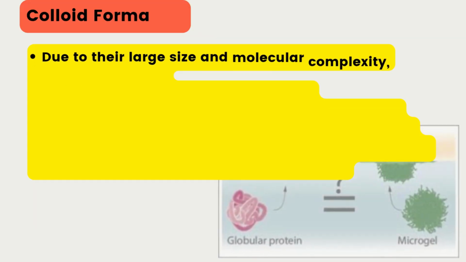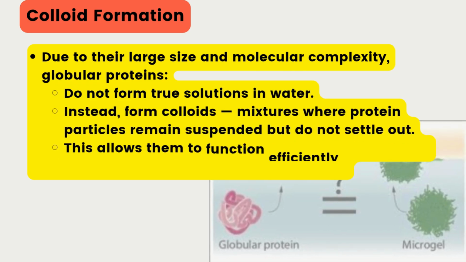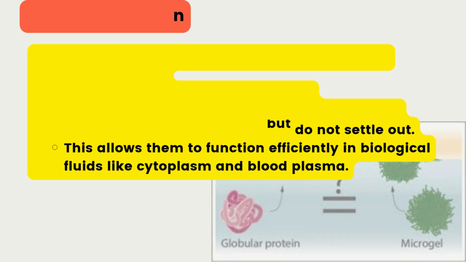Globular proteins are large and complex molecules, and because of this, they do not form true solutions in water like small solutes would. Instead, they form colloids, special mixtures where protein particles remain suspended throughout the liquid, but they do not settle out over time. This colloidal nature is crucial because it allows globular proteins to stay evenly dispersed in biological fluids like cytoplasm and blood plasma, enabling them to carry out their functions efficiently, whether that's transporting molecules, catalyzing reactions, or supporting cell structures.